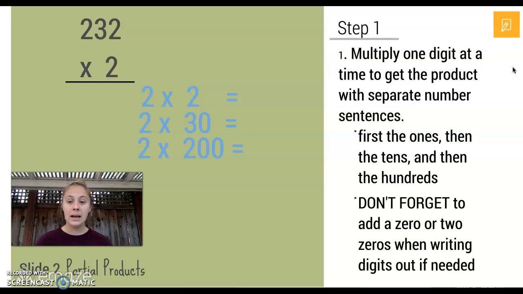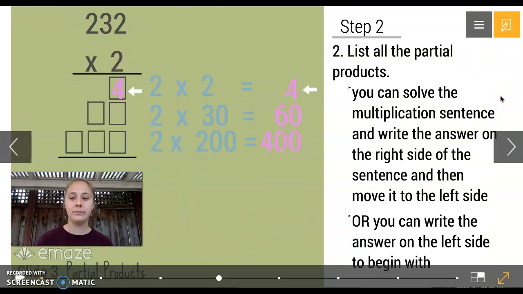You've done it. I wrote that you go with the ones, the tens, and then the hundreds. And don't forget to add a 0 when you're representing the tens and hundreds. See, I didn't just put 3, I put 30 because it's 2 times 30. And with the 2 in the hundreds, I put 2 zeros because it's 100. All right, let's go to step 2.